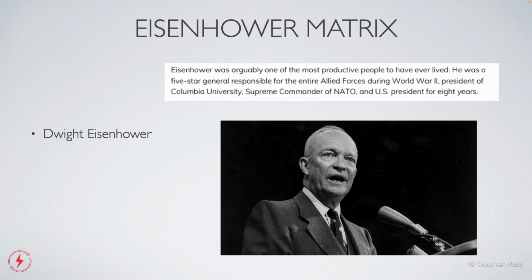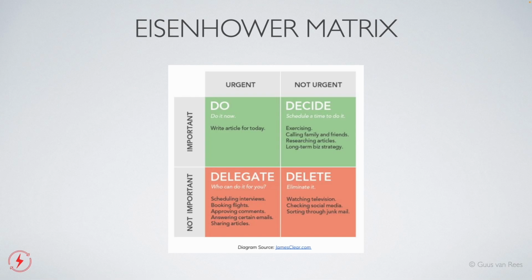And in this video, I'm going to explain his matrix. So this basically looks like this. And there's 4 categories. The first one is urgent. The second one is not urgent. And then you also have important and not important.